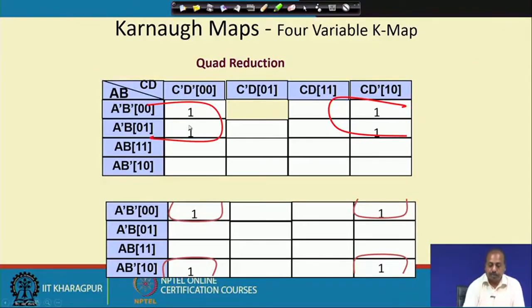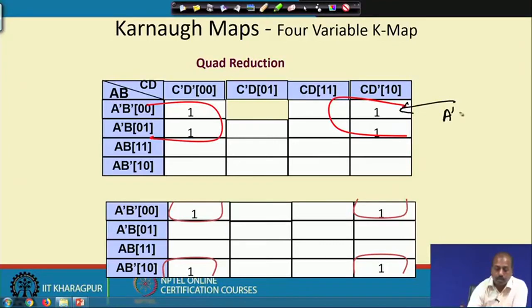So, if you take this red one, the red quad that we are talking about, this quad boils down to A bar and then D bar. So, A bar D bar. Okay. So, you can also make a quad like this.